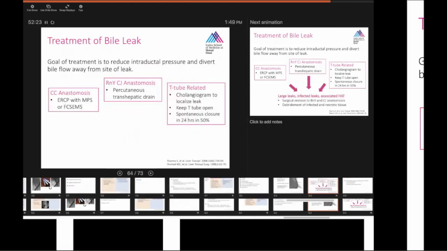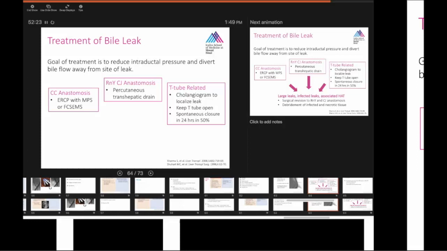How do you treat them? It depends on the anastomosis. The goal of treatment of bile leaks is to reduce the intraductal pressure so that you divert the bile flow away from the site of the leak. And it depends on what kind of anastomosis the patient has. In those with choledochocholedochostomy, ERCP would be okay. In those with Roux-en-Y's, you can't do ERCP, so you have to do percutaneous.